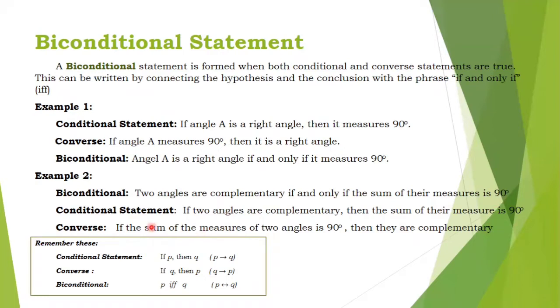Okay? So, remember this, class. Okay? In the conditional statement, we have if P, then Q. Writing the converse, we have if Q, then P. We just interchange P and Q. But in a biconditional statement, we write it as P if and only if Q. So in symbols, we write it this way. P if and only if Q.